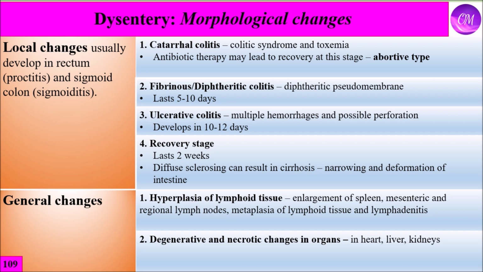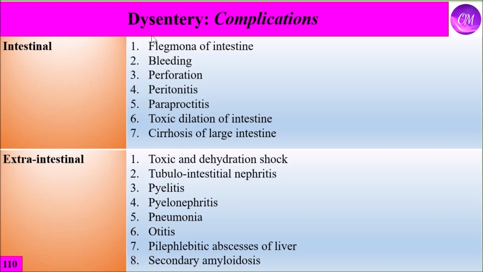And general changes are of two groups. The first is hyperplasia of lymphoid tissue, and the second is degenerative and necrotic change in organs such as the heart, liver, and kidneys. The complications of dysentery are divided into intestinal and extraintestinal groups. The intestinal complications are phlegmona of the intestines, bleeding, perforation, peritonitis, paraproctitis, toxic dilation of the intestine, and cirrhosis of the large intestine. Extraintestinal complications include toxic and dehydration shock, tubulointerstitial nephritis, pyelitis, pyelonephritis, pneumonia, otitis, polyphlebitic abscess of the liver, and secondary amyloidosis.